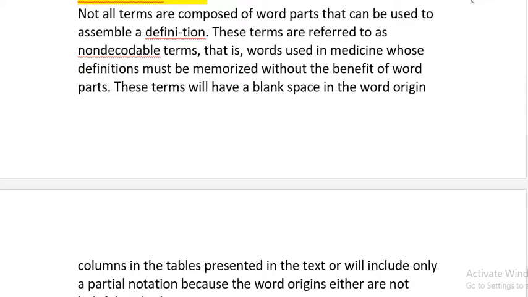Not all terms are composed of word parts that can be used to assemble a definition. So these terms are referred to as non-decodable terms. That is, words used in medicine whose definitions must be memorized without benefit of word parts. Like here, initially, if we learn the suffix and prefix, we are able to identify the word. In these non-decodable terms, we can't find a suffix, prefix, or word root. We need to remember these words.